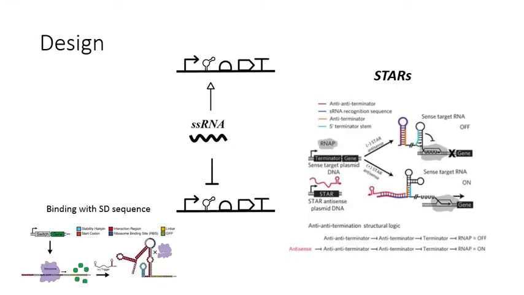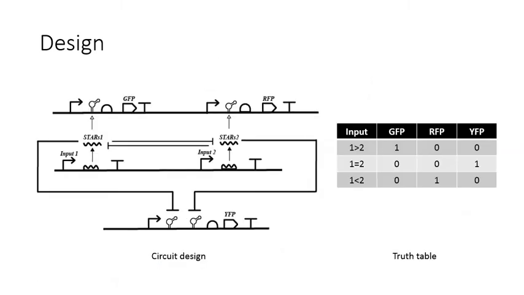According to the literature review, I found that I can use a small transcription activation RNA, which is called STARS here, to activate the downstream gene expression. STARS work by binding with a terminator or attenuator before the coding sequence. Or we can rationally design it to bind with the SD sequence so that we can inhibit the downstream gene expression. Here is an illustration for my design.